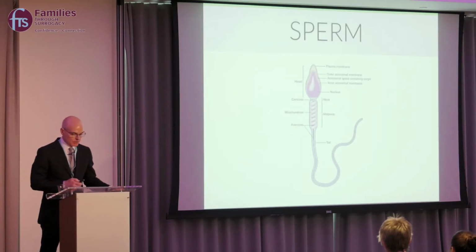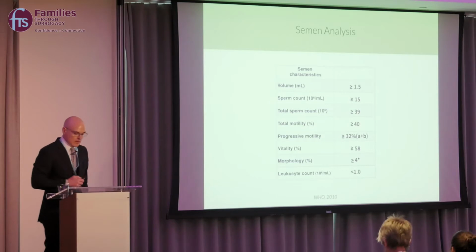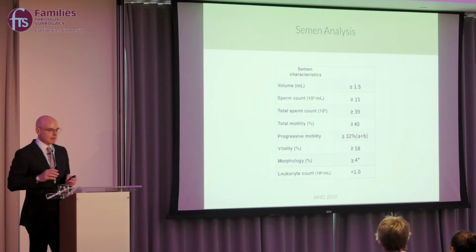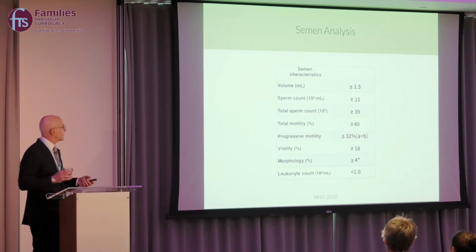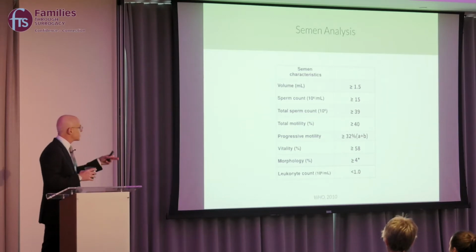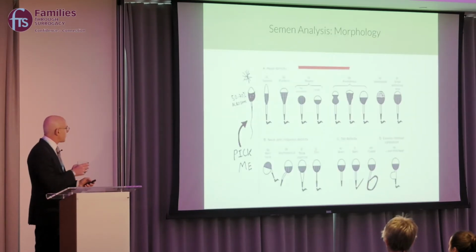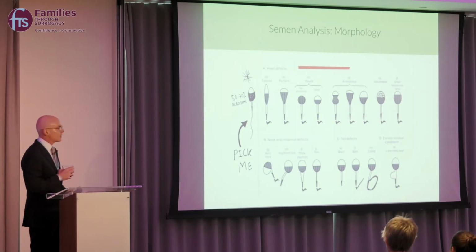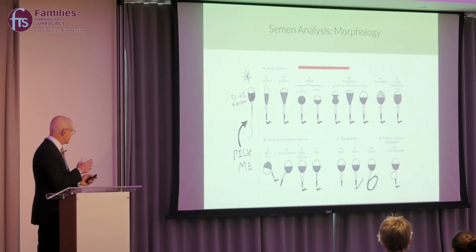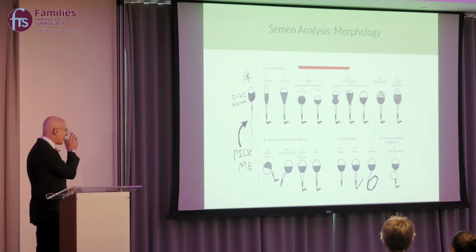So what about sperm? Everyone begins with a basic semen analysis, which tells us the count, the motility, which is the percent that are swimming, and the morphology, which is the shape of the sperm heads. And we have detailed diagrams of variations in the sperm head shape.